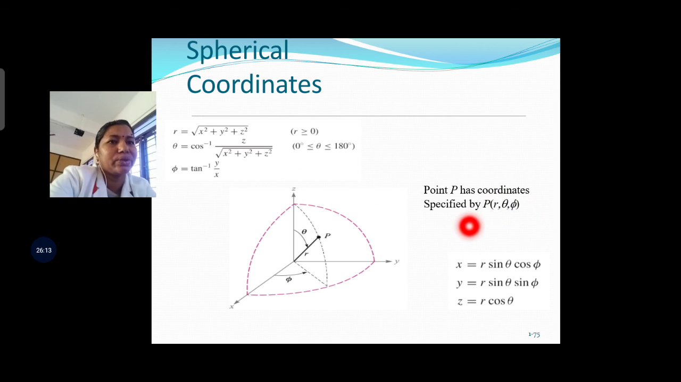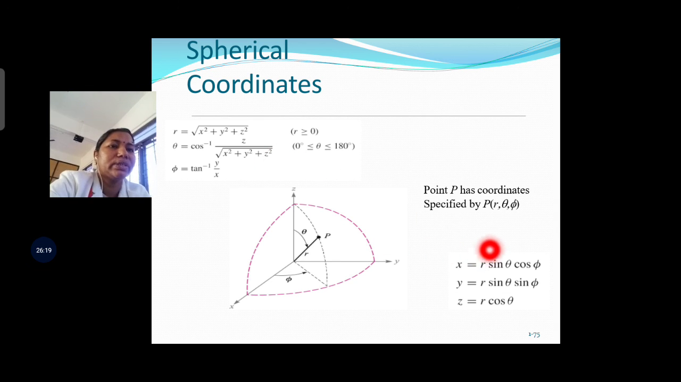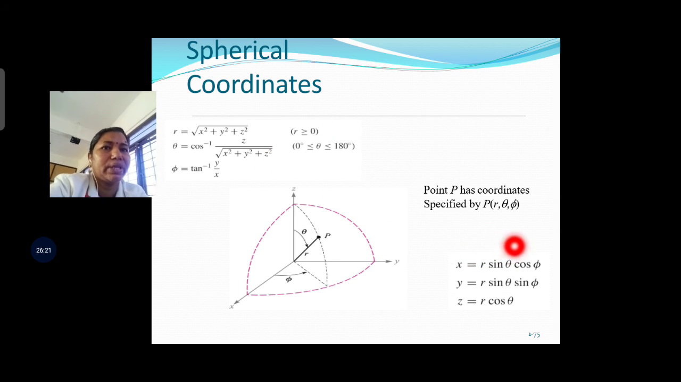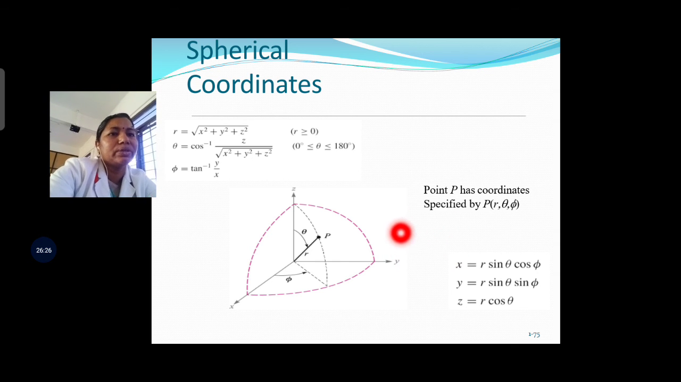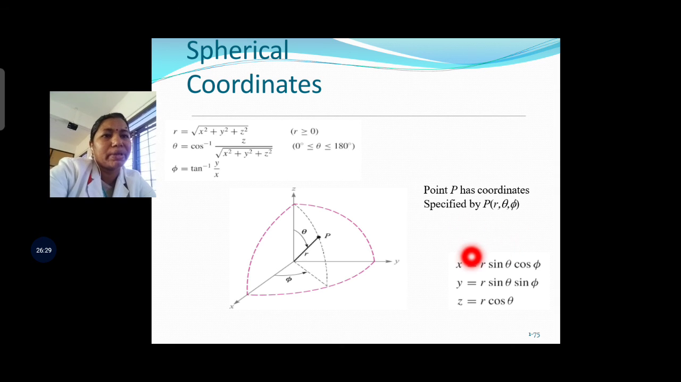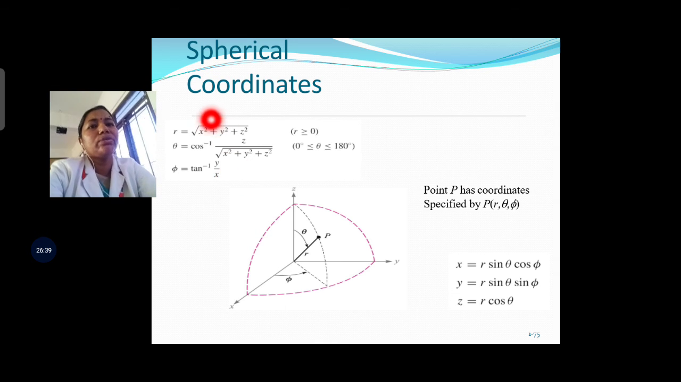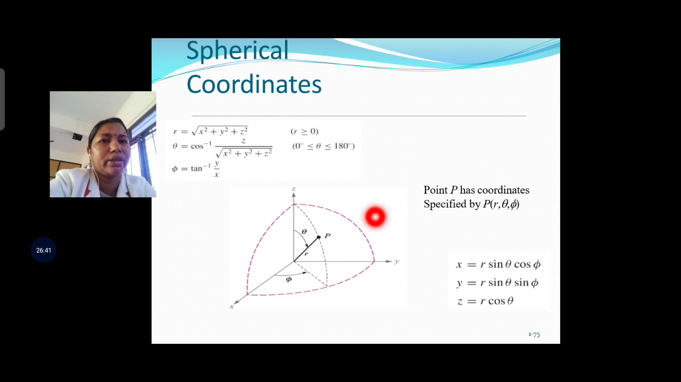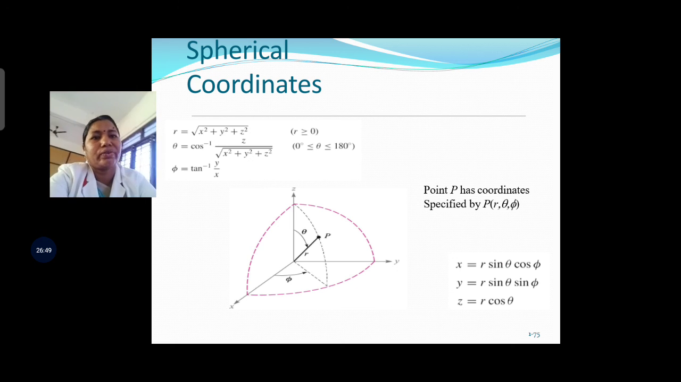So point P has coordinates r theta phi. If you convert this spherical coordinate system into Cartesian coordinate system, we will get x, y, z: x is equal to r sin theta cos phi, y is equal to r sin theta sin phi, z is equal to r cos theta. So this is the transformation from Cartesian coordinate system into spherical coordinate system, and this is from spherical into Cartesian, x, y, z.